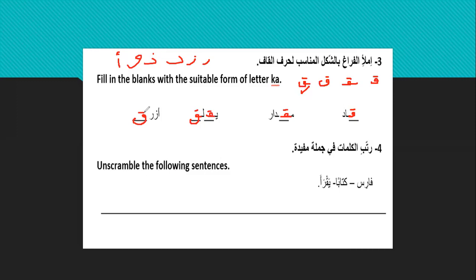Now, unscramble the following sentences. Let's unscramble to put the following sentences in the correct order. Here we have, this is Fa, not Qa, because it's having a point above it. Faris. Faris is the name of a boy. Kitaban, which is a book, okay? What does Faris do with the kitab? Reads. Let's see what you mean by reads. Yaqra'u. So, Faris reads a book.